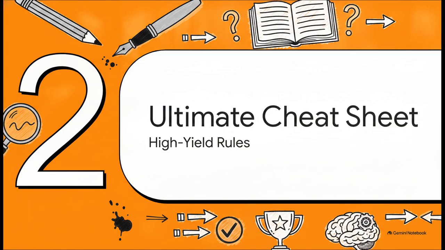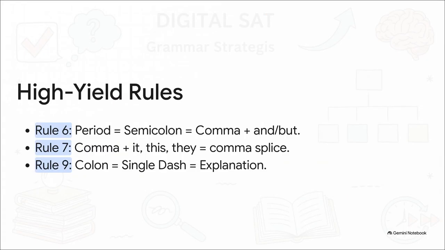Moving on to Section 2, the ultimate cheat sheet, high-yield rules. I want you to grab a mental screenshot of this right now because these 3 rules alone will artificially inflate your score. Seriously. Rule 6, a period, a semicolon, and a comma followed by and or but. These are all grammatically identical on the SAT. They all do the exact same thing. Separate 2 complete independent sentences. So if you see answer choices offering a period in one and a semicolon in another for the exact same text, cross them both out. They literally can't both be right.